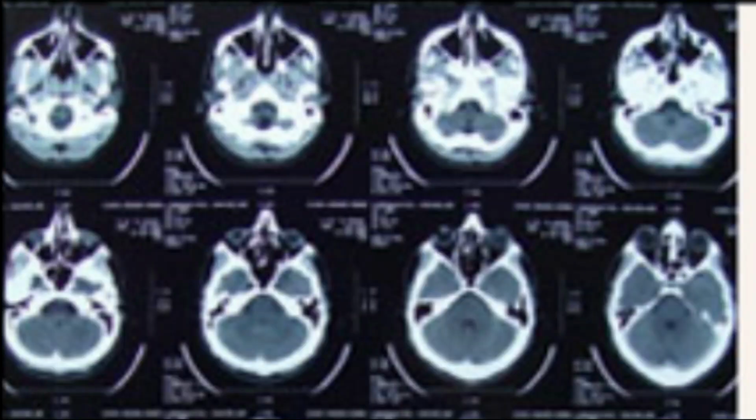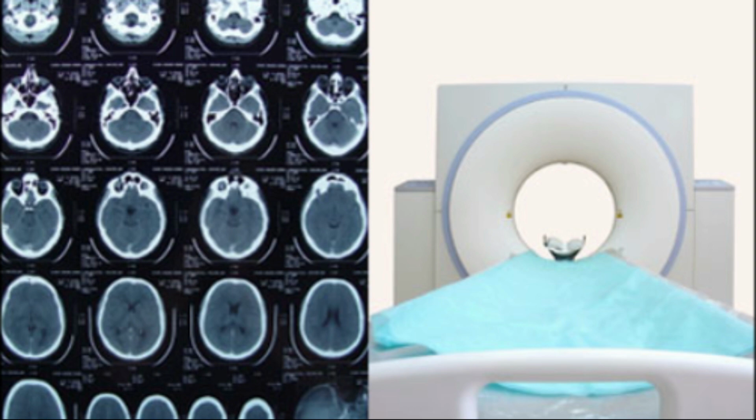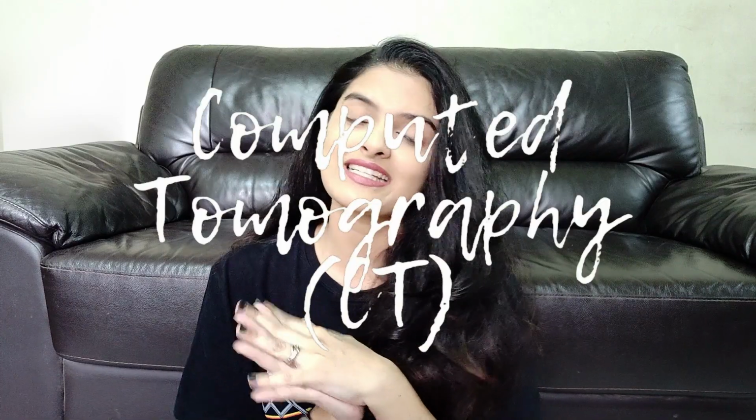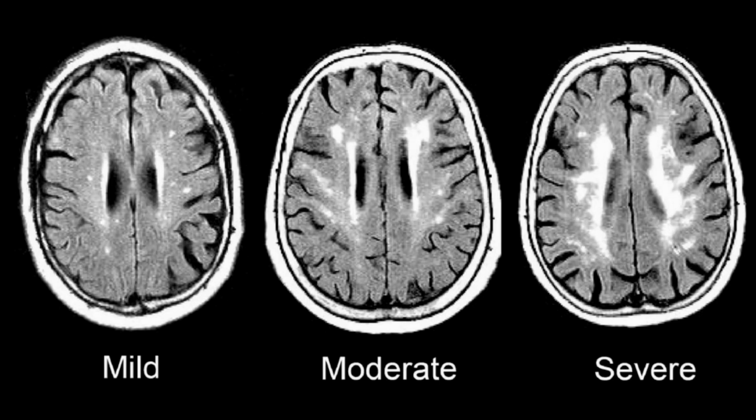So one such technique is where it takes a series of x-rays of the brain with the help of a computer. This technique is called a CT scan. CT stands for computed tomography, or mapping of the brain with the help of a computer. A CT scan can show stroke damage, tumors, injuries and abnormal brain structure.